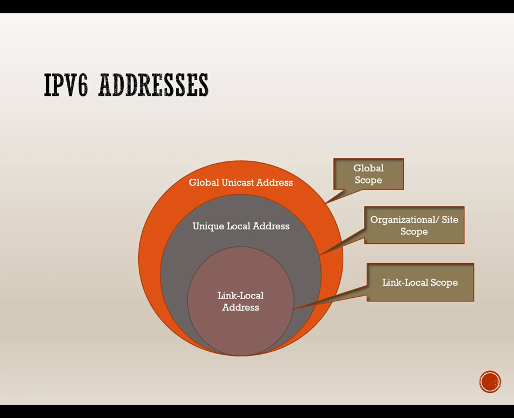IPv6 addressing, and this is just kind of a global view of how the numbers are available. We have the global unicast, we have the global scope inside it, the organizational or the site scope, and then inside there the link local scope. Link local again would be basically things that are connected at layer 2.